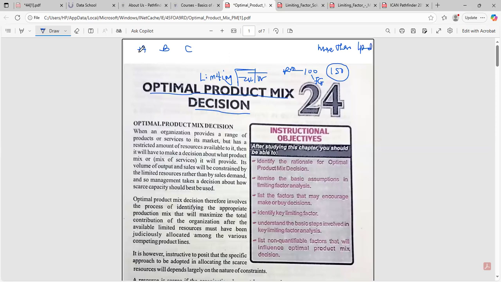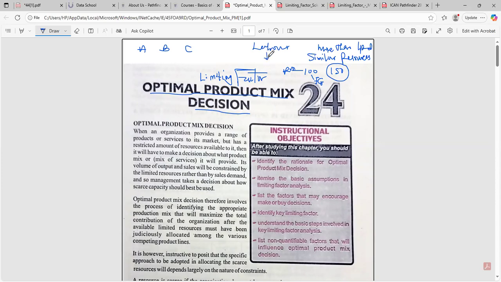Rule number two, these products must share similar resources. And when we talk about resources, resources can include machines, labor, and material. So let's assume that these three products share the same labor. The laborers that produce product A are also those that produce B and also those that produce C. So rule number one, the question must have more than one product. Rule number two, each of the products must share similar resources. It doesn't matter which, but they must share similar resources. Now, since they share similar resources, those resources should be what? Limited in supply.